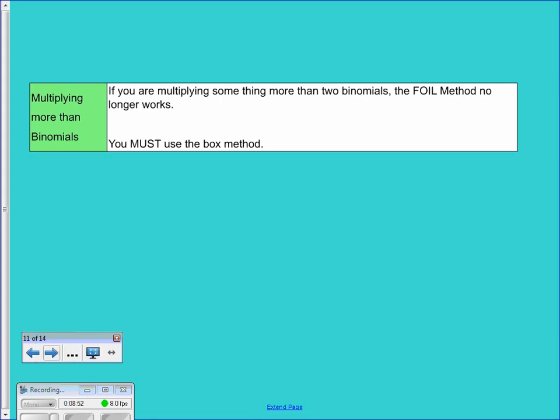What happens if we're multiplying more than binomials? If you are multiplying something that's more than two binomials, the FOIL method will no longer work. The FOIL method only works if you have 2 terms times 2 terms. First, outside, inside, last. If you have 3 terms or if you have 4 terms, then you have to go ahead and use the box method. The box method is the most effective way of doing this.